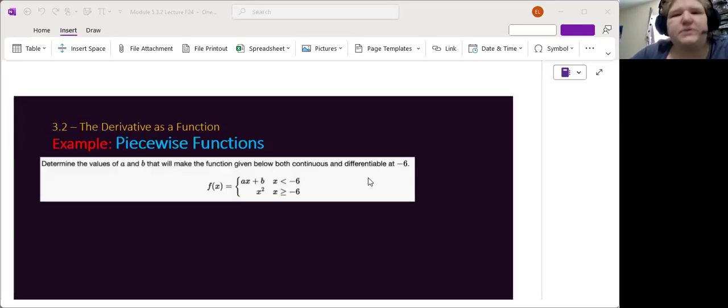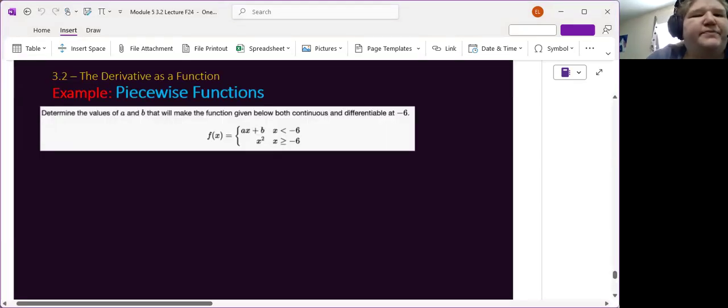Hello, my lovely students. So here's the last question from section 3.2. We are going to have to be speeding up more for the rest of this week, though, because I realize we're a day behind.